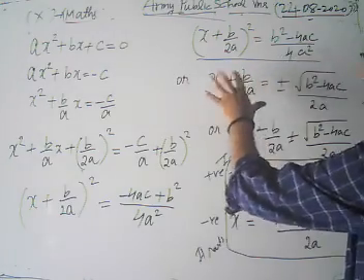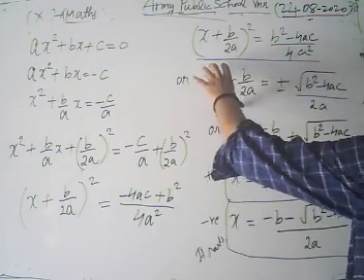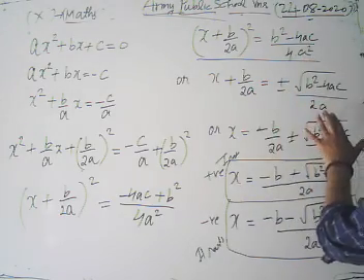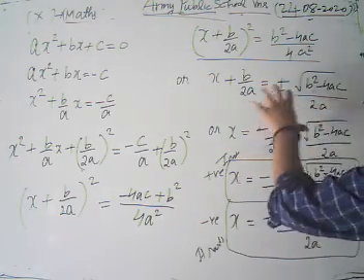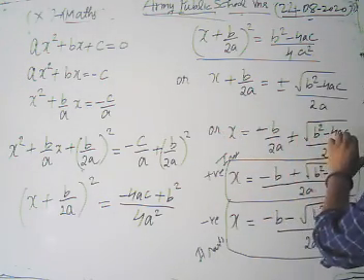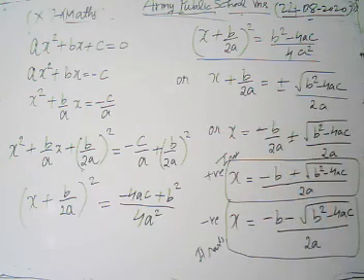Then we are going to take the square root of both sides. Then we get x plus b upon 2a equal to plus minus under root b square minus 4ac upon 2a. Then this gives our quadratic formula: x is equal to minus b plus minus under root b square minus 4ac, whole upon 2a.